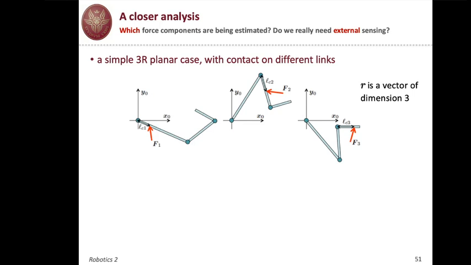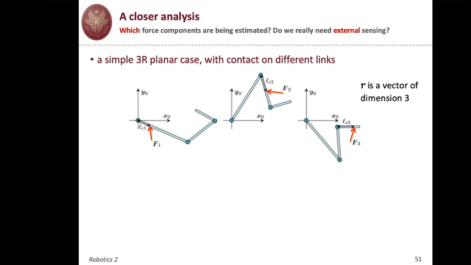Now, in the first case, we have to consider the Jacobian of the contact point, so the contact Jacobian. In the first case, the contact Jacobian gives the velocity of the contact point. And in fact, the velocity of this point will never depend on the velocity of joint 2 and joint 3.